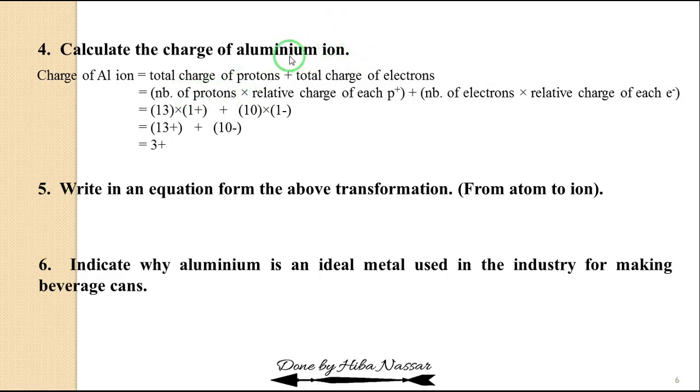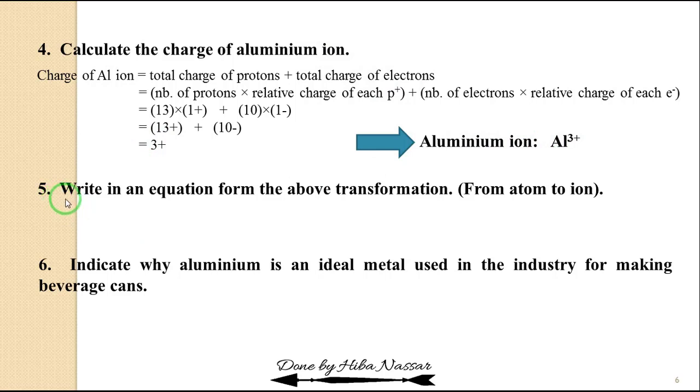So here, inside the aluminium ion, number of protons remains the same, they are 13. So we have 13 times 1 plus, which is the relative charge of each proton. It's equal to 13 plus. Then we add to it number of electrons, it's equal to 10 times 1 minus, 10 minus, so we have here that the charge of aluminium ion is equal to 3 plus. That's why the chemical symbol for the aluminium ion can be written as Al 3 plus.